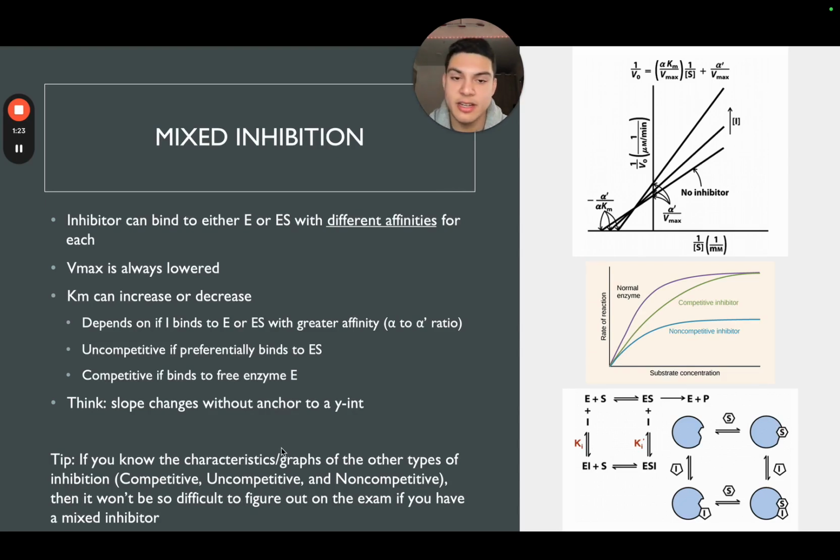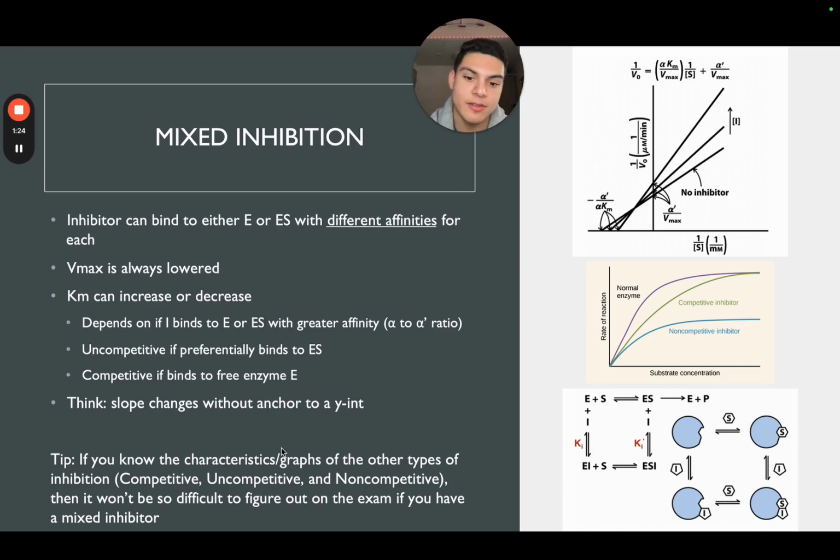Km can increase or decrease depending on if the inhibitor binds to either the free enzyme or the enzyme substrate with greater affinity. And that's determined by the ratio, which should be given to you for that. And uncompetitive, it's uncompetitive if it preferentially binds to ES, and then competitive if it binds to free enzyme. These are some ways you could think about it extra, but you don't need to go too much into it. And then think the slope changes without an anchor to a y-intercept, right?